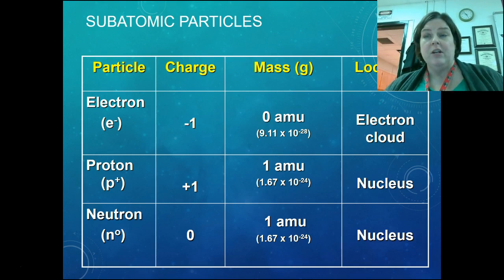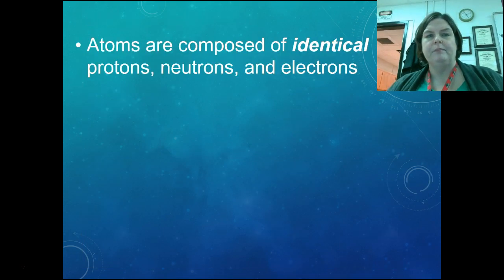The other thing that we need to make sure that we understand is the location of these particles. So protons and neutrons are located in the nucleus of the atom, and electrons are located in the electron cloud. And a little bit later on, you're going to understand why we focus on what we focus on when we're talking about chemical changes and things like that. Okay, so understanding this information is really important.